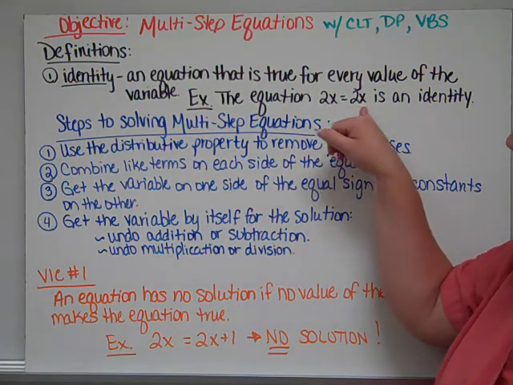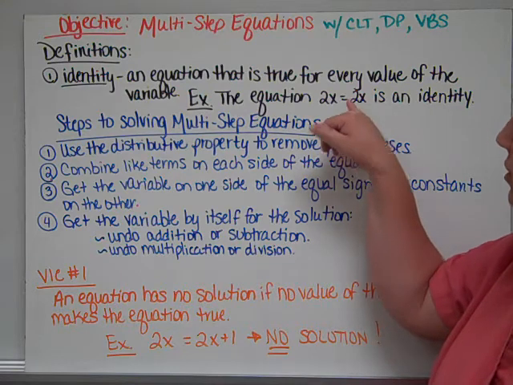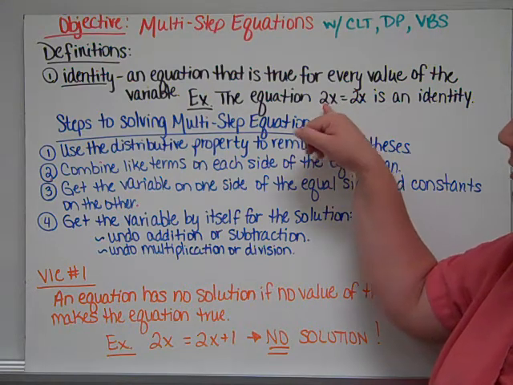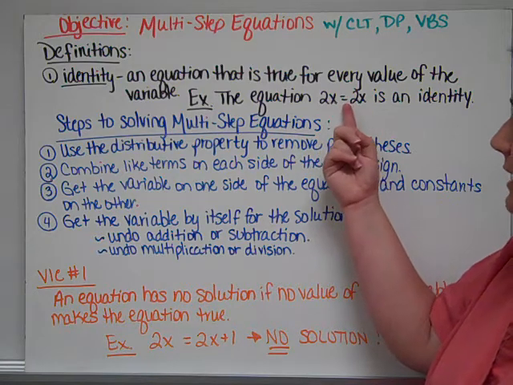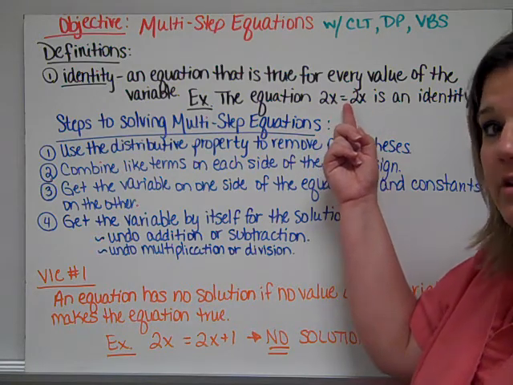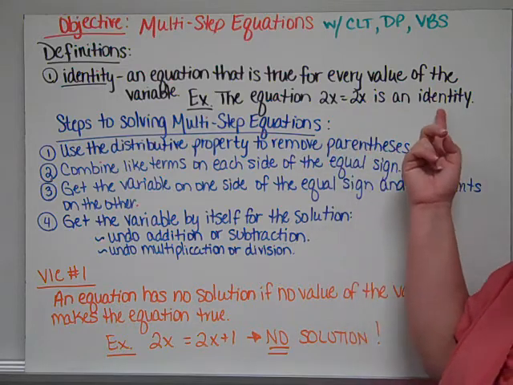Notice I have the same thing on both sides. So no matter what x is, it's being multiplied by 2 on both sides. So that equal sign is still going to be true no matter what value x is. That is called an identity.